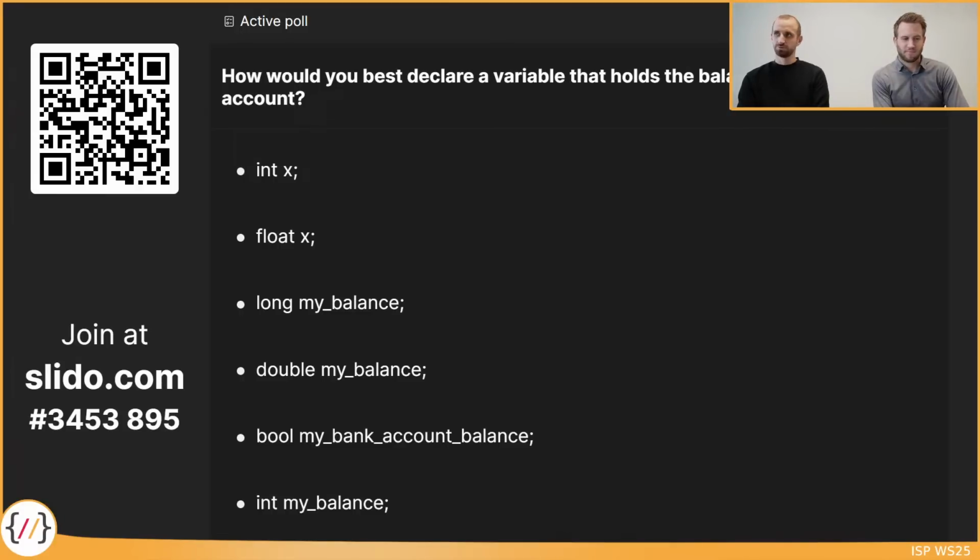We have seen a lot of data types before. There are many data types, so we have to consider what is an appropriate data type for a bank account balance and what is also an appropriate name for it. Okay, let's wait another few seconds.